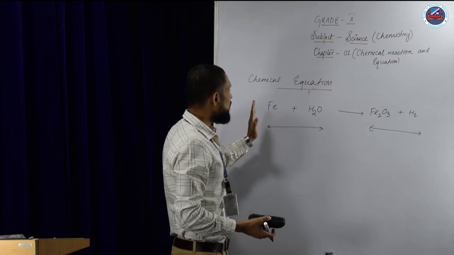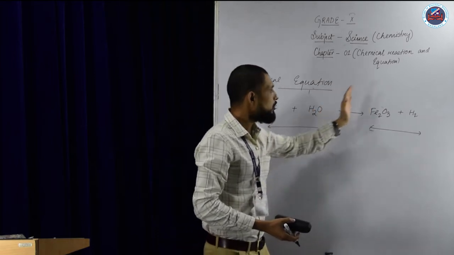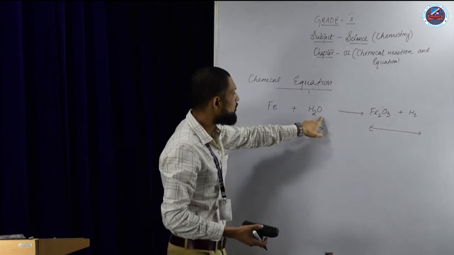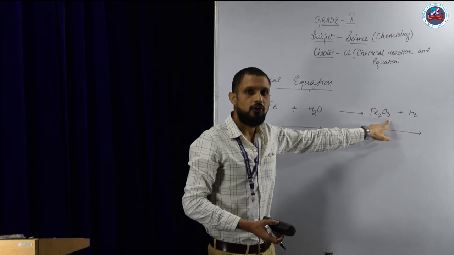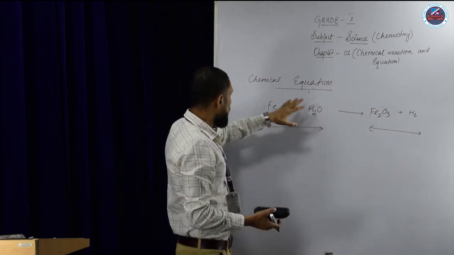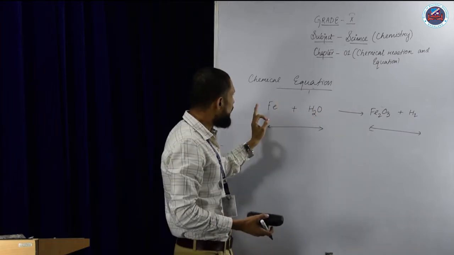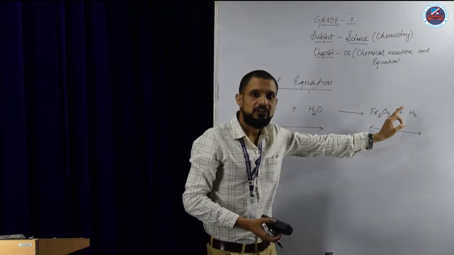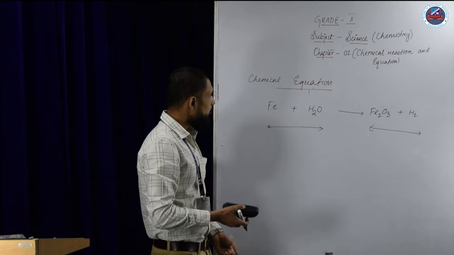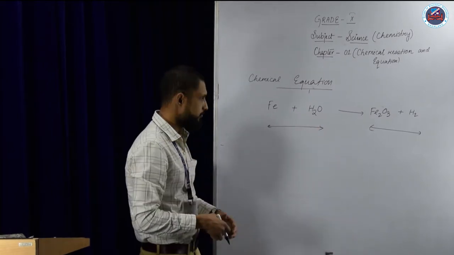So you can see the number of iron on the left hand side, that means on the reactant side, and on the product side is not equal. Similarly, you have 1 oxygen here, whereas on the product side you have 3 oxygen. So whichever chemical equation has an unbalanced number of atoms on the reactant and product side is known as an unbalanced chemical equation. So in the next topic we'll see how to balance this chemical equation.